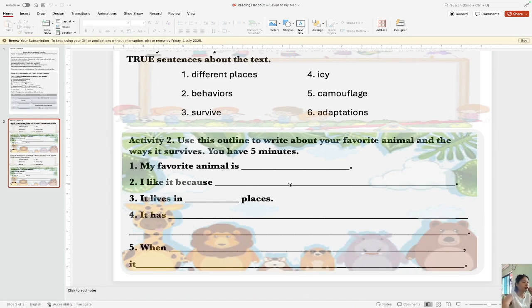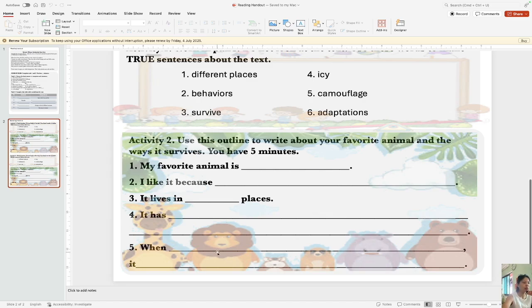I will give them an outline for them to brainstorm. The outline has 5 key ideas. Number 1, for them to say the animal, his or her favorite animal. Number 2, the reason why they like it. Number 3, the place, very important, the place it lives, for them to speak of the environment the animal lives in. And number 4, they will describe at least one feature of the animal to adapt and to survive in that place.